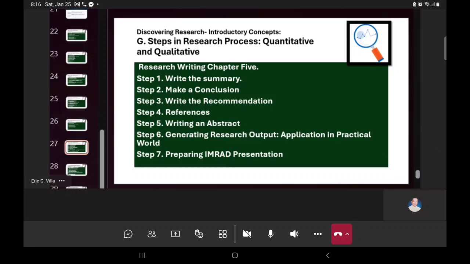These 7 steps create a systematic approach to research writing that ensures logical flow of information, clear communication of findings, practical application of results, and a professional presentation of research that comprehensively documents the study. And this process maintains academic rigor while making research findings accessible and applicable for both academic and practical contexts.